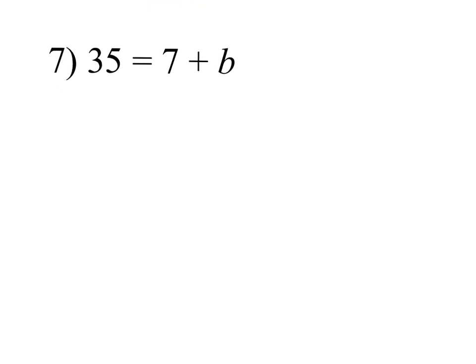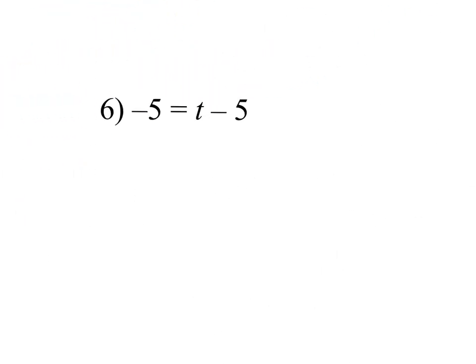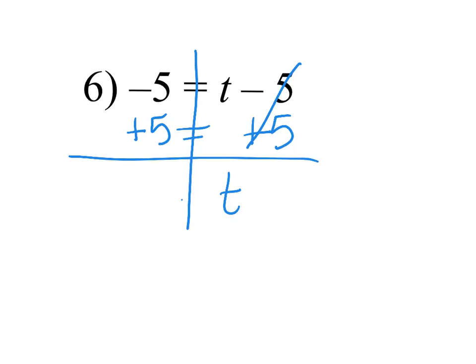Number 7. We're solving for B. Oh, sorry, did I skip 6? Yeah, I skipped 6. Sorry, we'll go back to 6. Okay, so line down the equal sign. We're solving for T, so I'm going to get rid of everything with T. The opposite of minus 5 is plus 5. This cancels. It leaves me T on that side. And then negative 5 plus 5 is 0.